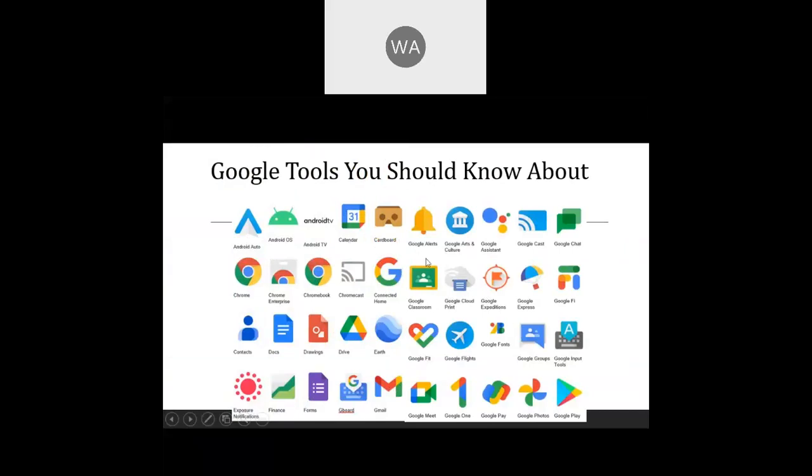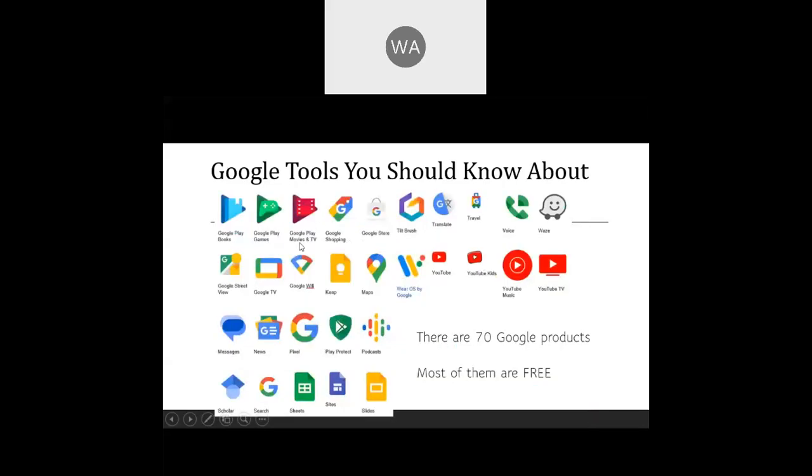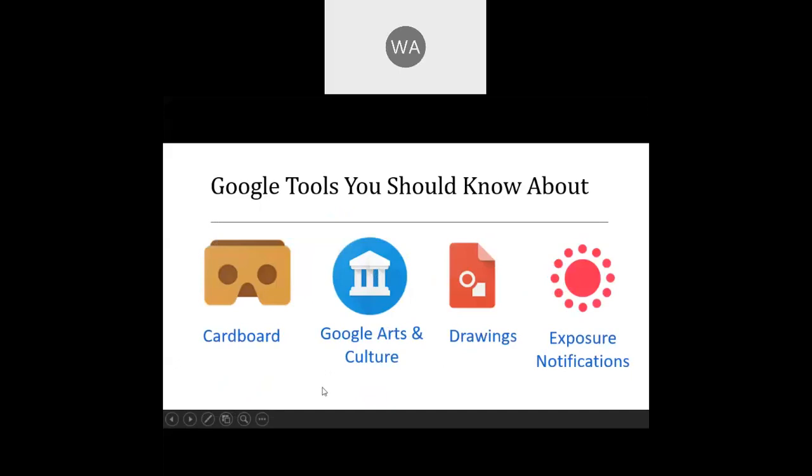I will show you the various tools that are there. This is a glimpse of Google. These are the products, actually. I am giving a mix of some products and some tools which we can go for. There are more than 70 Google products, and most of them are free, which you are using. I will show you some of them.